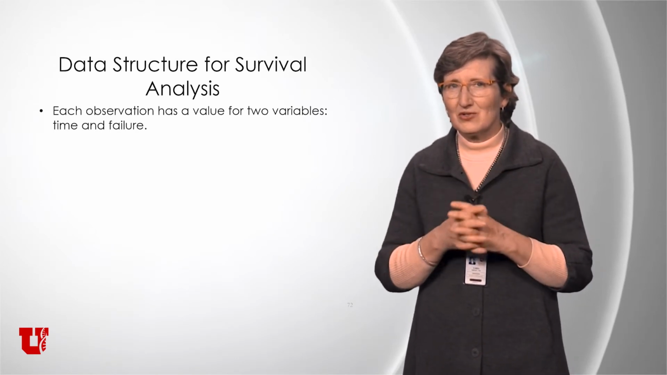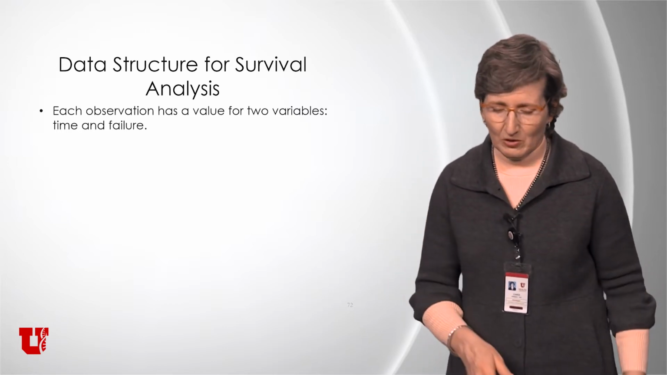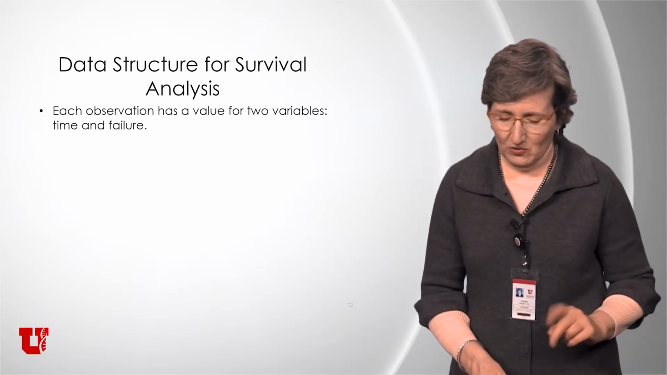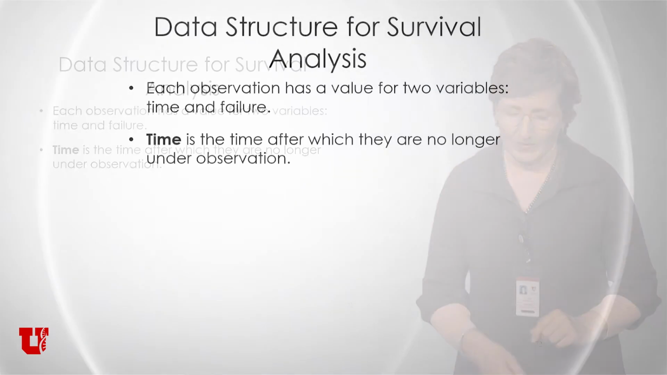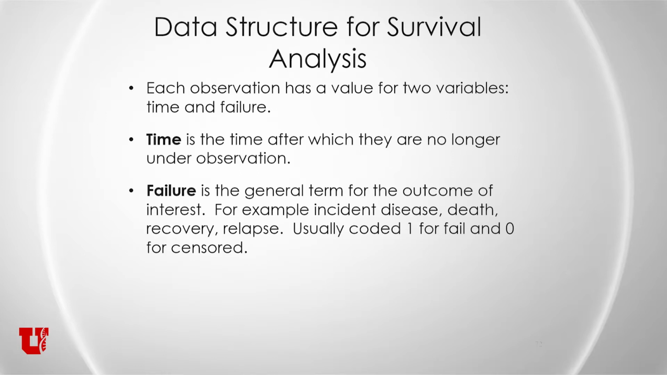But whatever the event of interest is, it may be the person is cured or the person becomes disease-free or whatever. But you need two variables to do a survival analysis. So time is the time at which they're no longer under observation, and failure is a general term for the outcome of interest: incident, disease, death, recovery, relapse. And usually coded 1 for fail and 0 for censored.